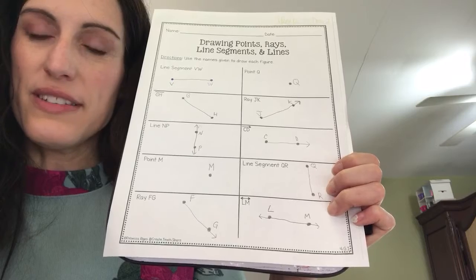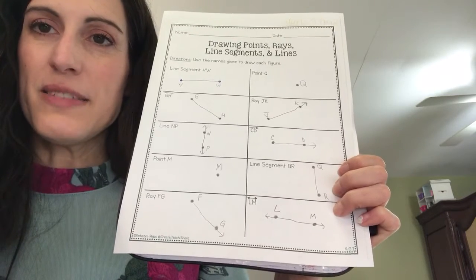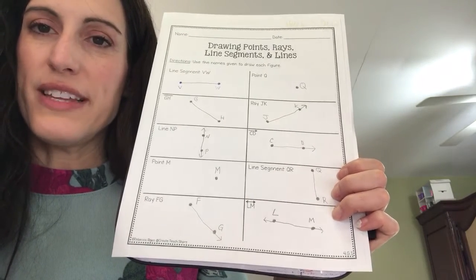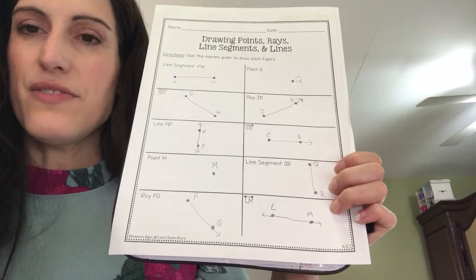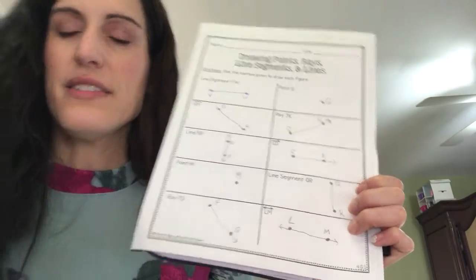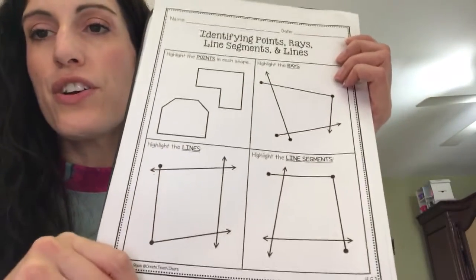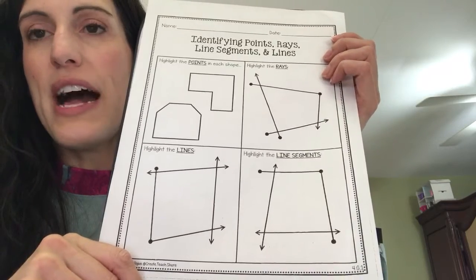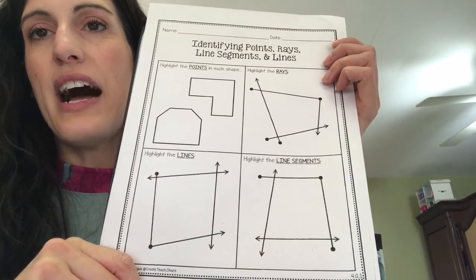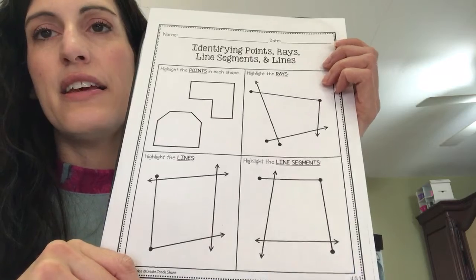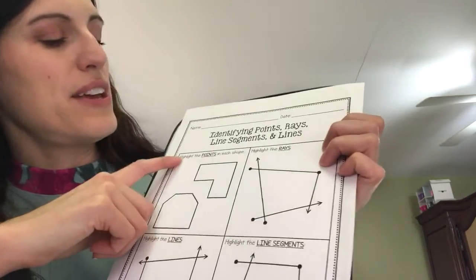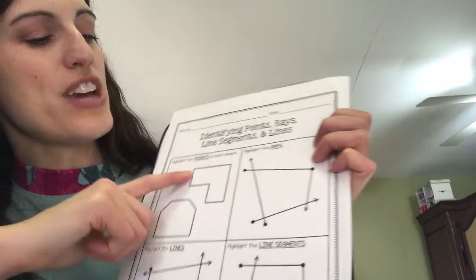Okay, hopefully that was pretty fun. Sometimes I like drawing these kinds of geometric things. I hope you do too. The next page, you're going to need a highlighter, or you could just use a crayon, a marker, colored pencil, whatever you have that can highlight information. So the first one, we're just highlighting the points in each shape.